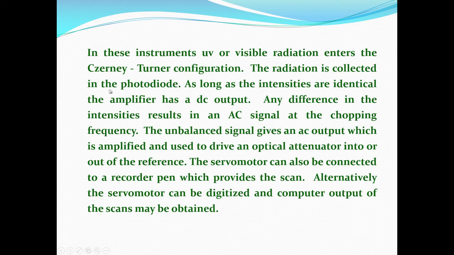As long as the intensities are identical, the amplifier has a high DC output, but any difference in the intensities results in an AC signal. That is a big problem at the chopping frequency. So, what happens is the unbalanced signal gives an AC output which is amplified and used to drive an optical attenuator into or out of the reference beam cell.